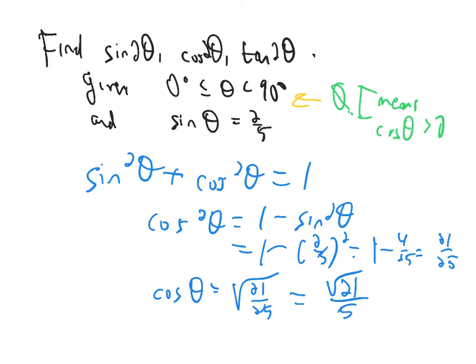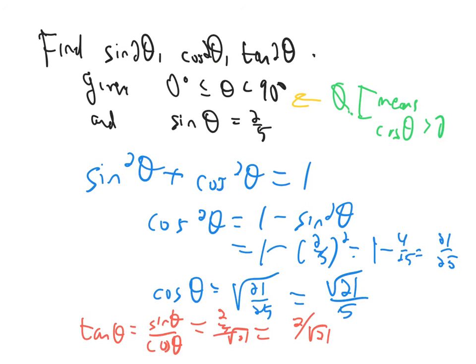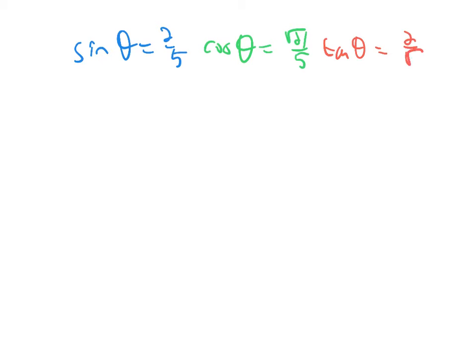And then the tangent is, as always, just sine theta over cosine theta, which is 2 over 5 over root 21 over 5, which is 2 over root 21. To sum up, we have that sine of theta is 2 over 5, cosine of theta is root 21 over 5, and tangent of theta is 2 over root 21. In other classes, you might be asked to simplify 2 over root 21, but I'm going to leave it as it is for now.